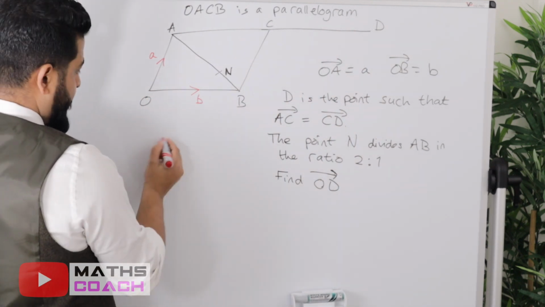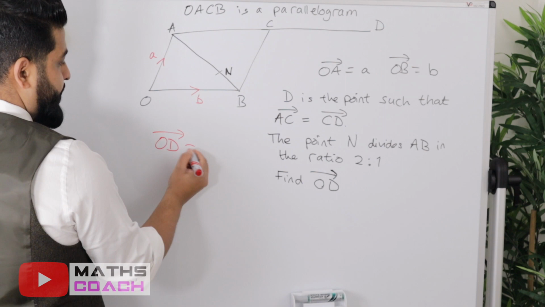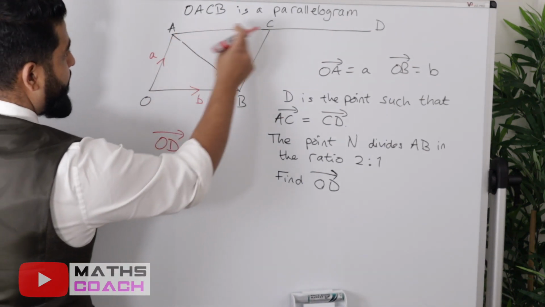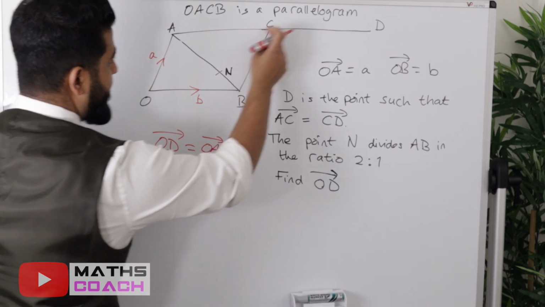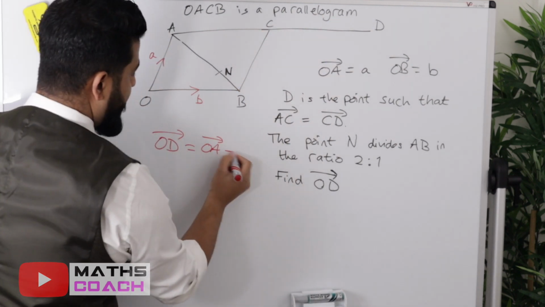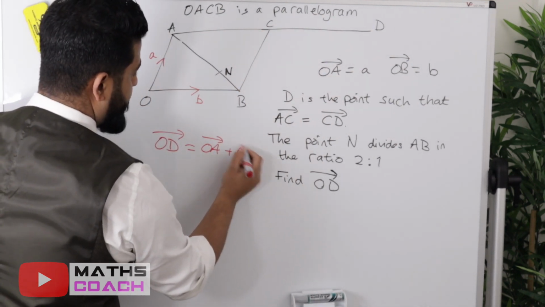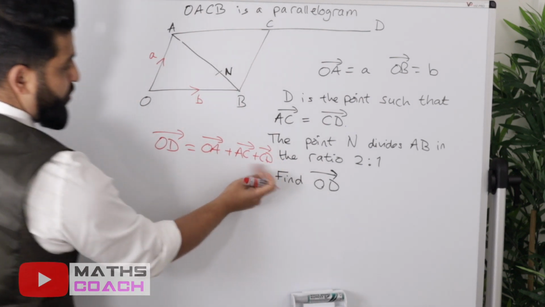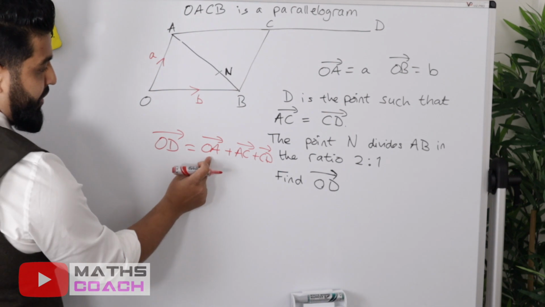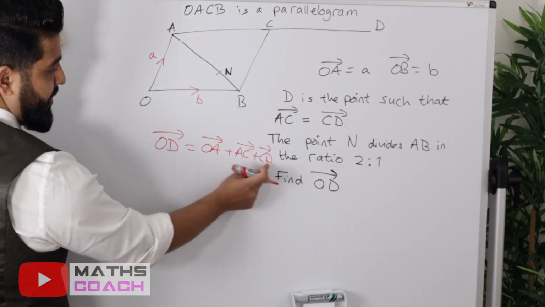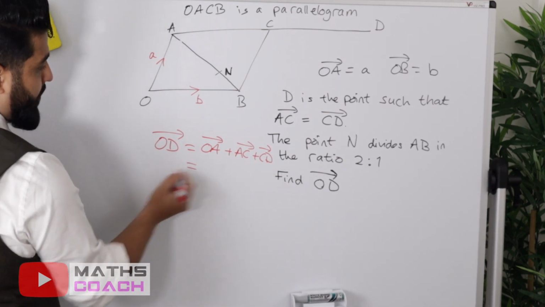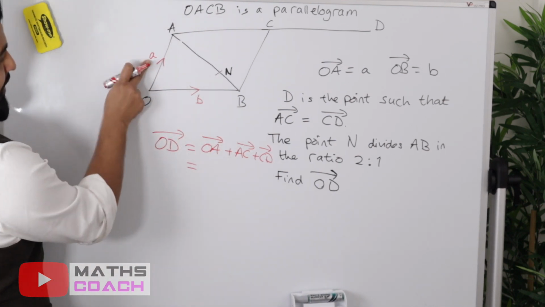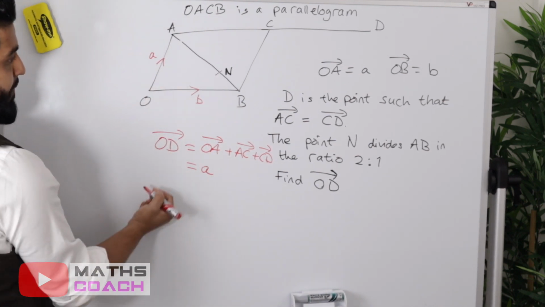Now we know that O to D, you go O to A, and then from there you go A to C, C to D. So A to C plus C to D. Sorry for squashing this up here, but that reads OA, AC, CD. So what is O to A? O to A is right there. We are told it's worth A.